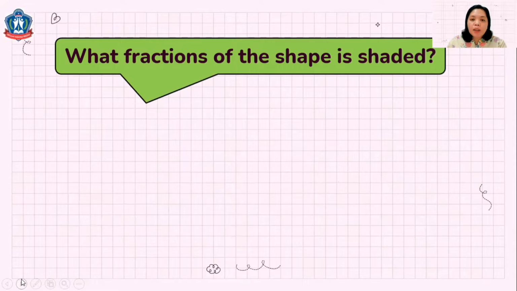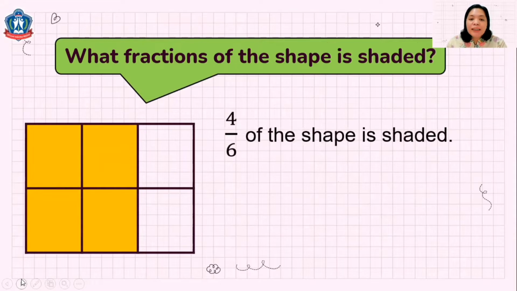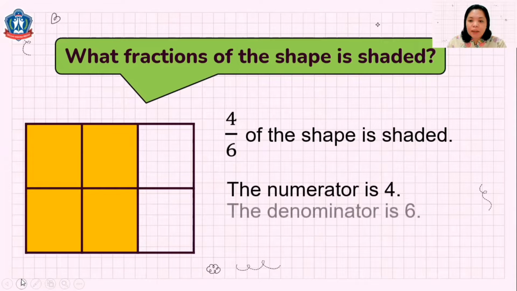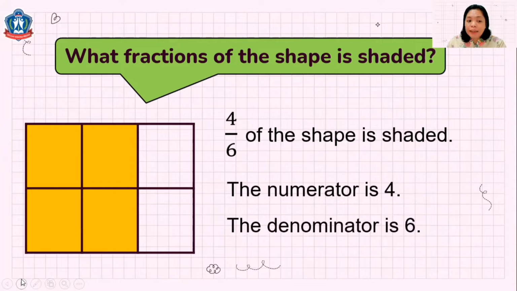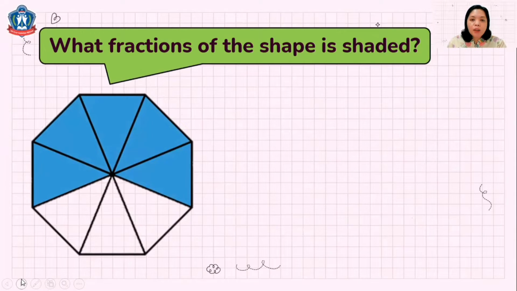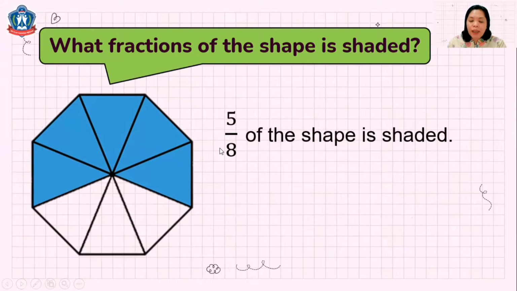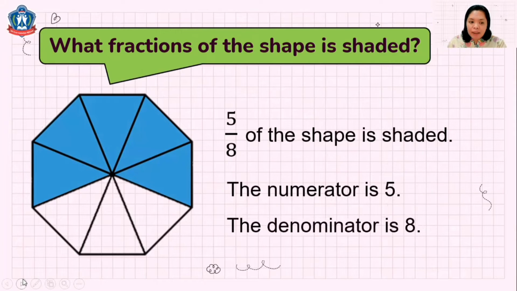Another, what fraction of this shape is shaded? Okay, take a look. 4/6 of the shape is shaded. The numerator is 4 because there are 4 parts shaded, and the denominator is 6. This is divided into 6 equal parts. Another, look at this shape. What fraction of the shape is shaded? So we have 5/8 of the shape is shaded. Then it is divided into how many equal parts? 8. So our numerator is 5 and our denominator is 8.